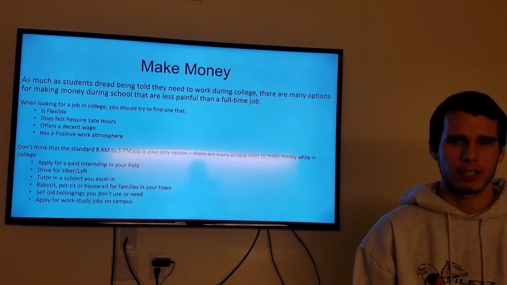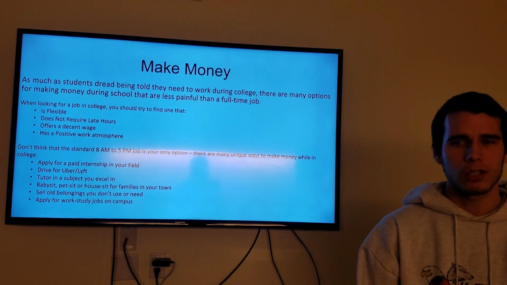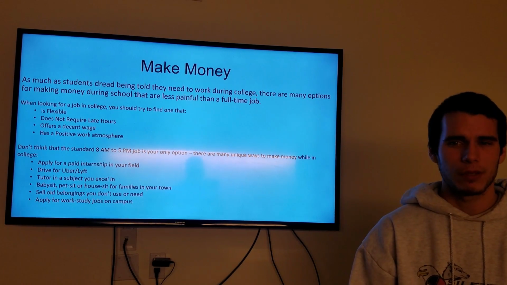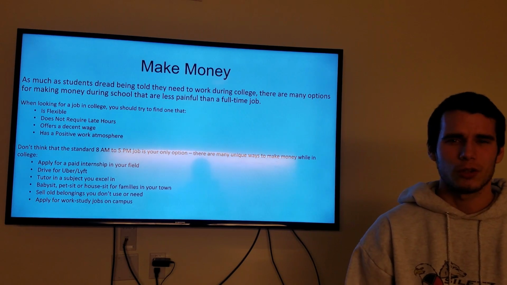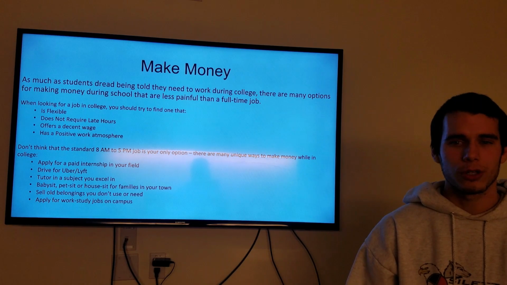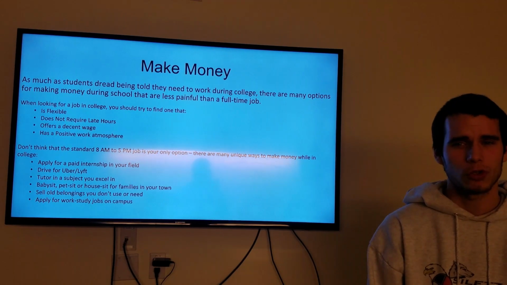And the best thing is find something that has a positive work atmosphere. Don't go into a job every day that you hate, because that's just going to reflect on your school as well. Don't think too much about the standard 8 to 5 p.m. job, because that's not the only option. There's different unique ways. You can house sit, you can drive an Uber, you can tutor in the best subject you're good at. Babysitting, pet sitting is also always something you can do.